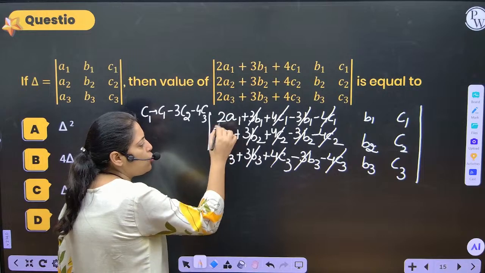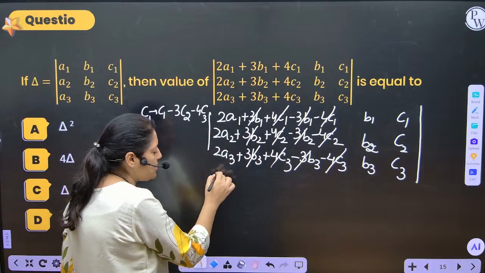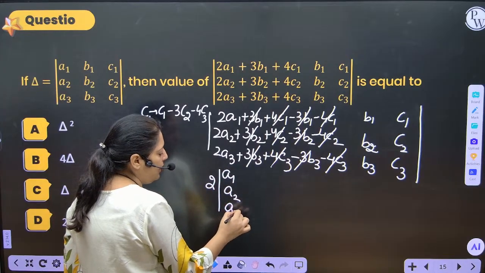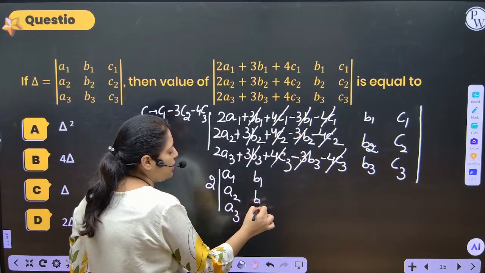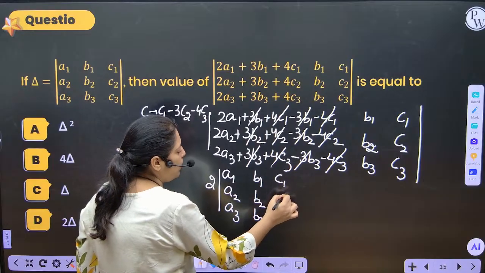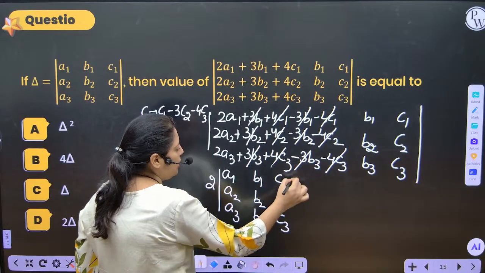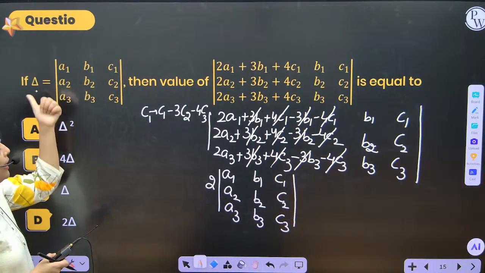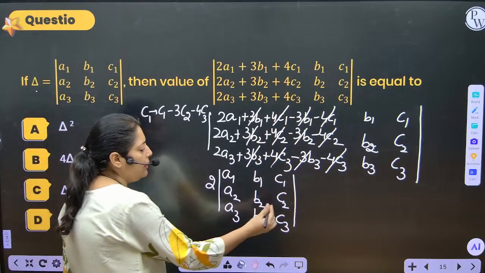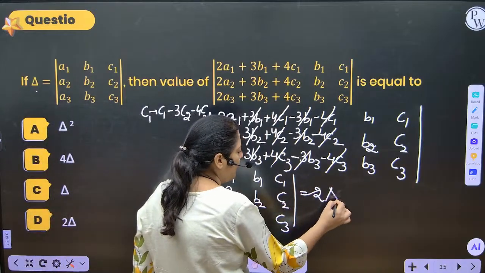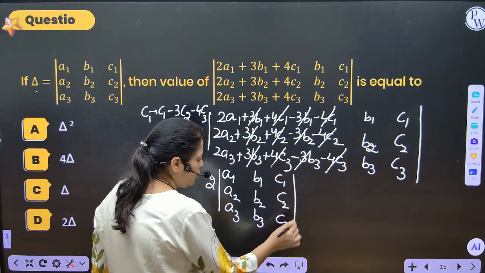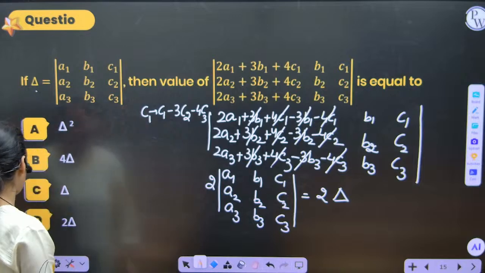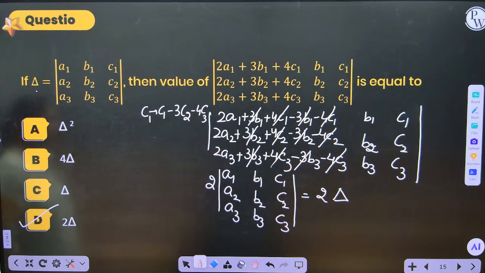What am I left with? 2A1, 2A2, 2A3. So I'll take 2 common. What I'll be left with is A1, A2, A3, B1, B2, B3, C1, C2, C3. Now this is nothing but delta, it is already equal to delta. So it will come out to be 2 into delta. Which is the answer? Option D is the correct one. Note it.